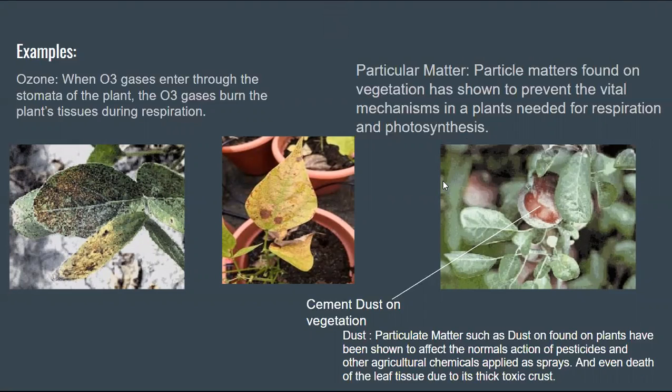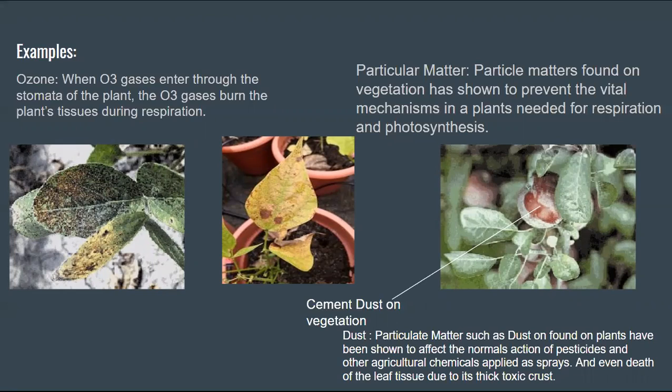And on the picture on the right, we can see what it looks like when particle matter is found on plants and vegetation. And when particle matter is found on plants, it's shown to prevent the vital mechanisms needed for a plant to survive, such as respiration and photosynthesis. And particle matter does this by reducing the amount of light that gets to the plant and that is needed for photosynthesis, and also leads to an increase in the plant's temperature or leaf's temperature due to the surface color of the leaves changing.